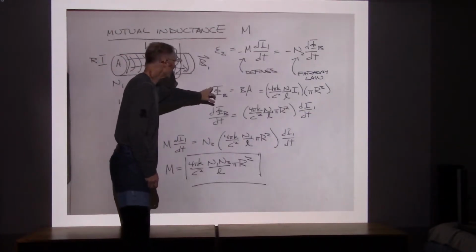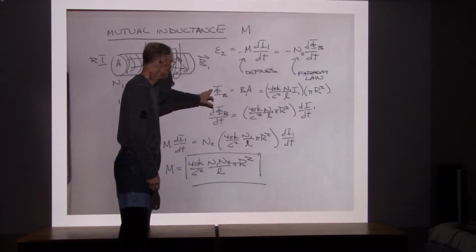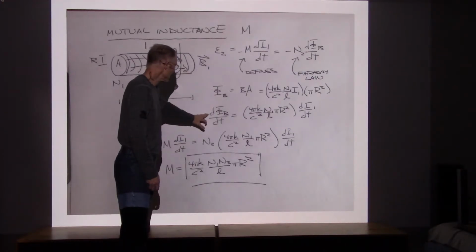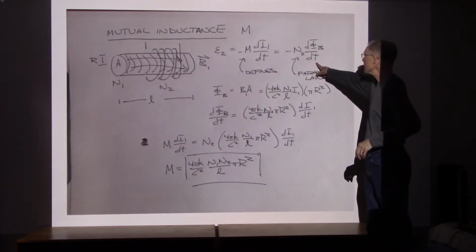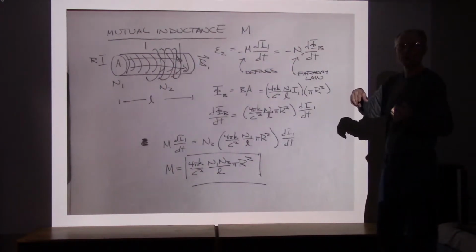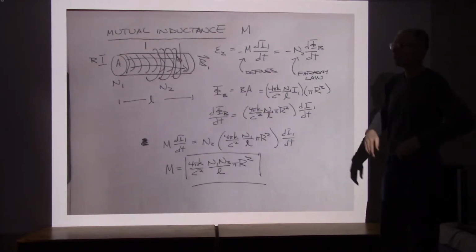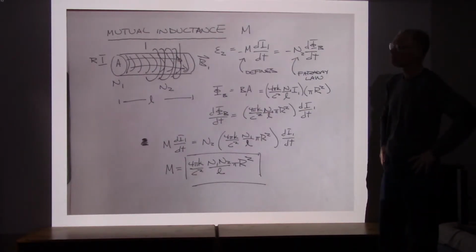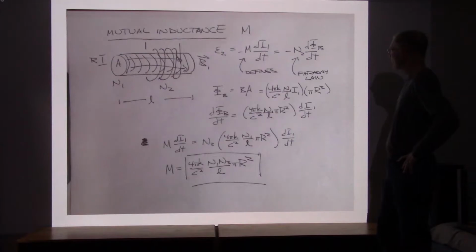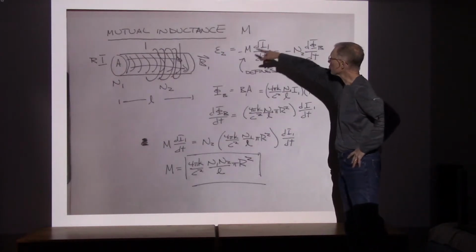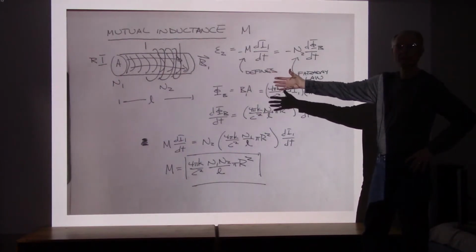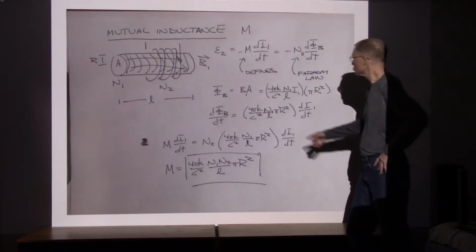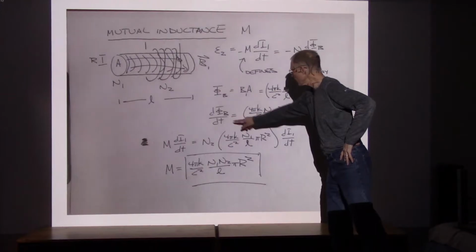Now, once I've got this set up, then I can take a time derivative, because that's what Faraday's law is saying. That time derivative will enable me to determine how much EMF is being generated in those other loops. So let's do that. We're going to take a time derivative here.